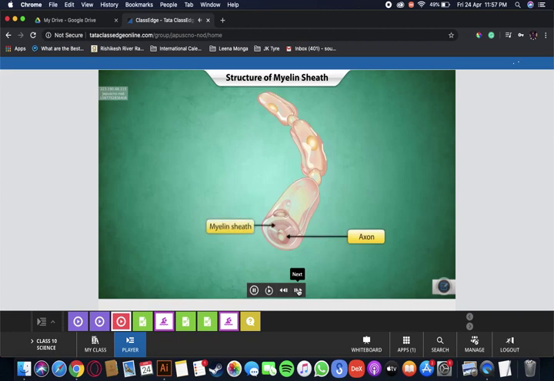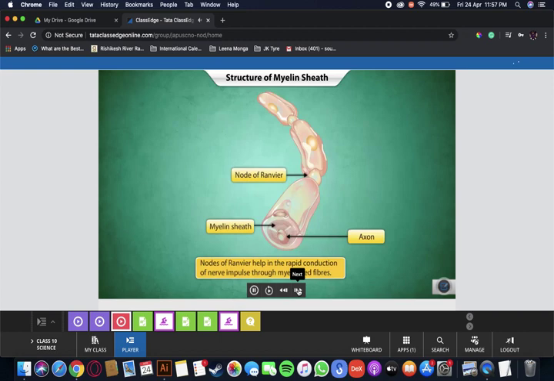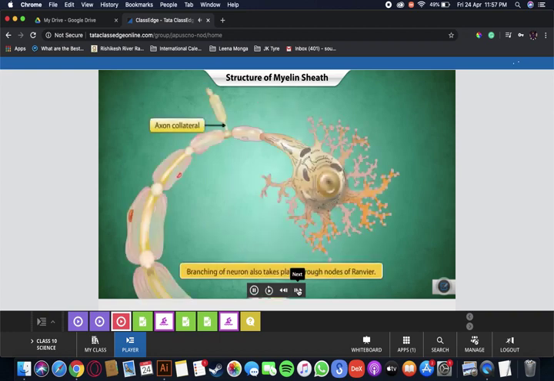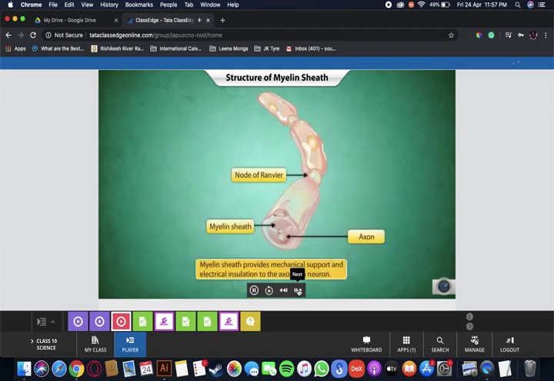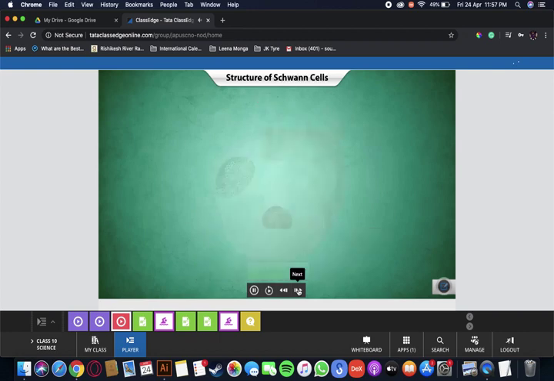The place where myelin sheath is absent looks condensed and is called node of Ranvier. Nodes of Ranvier play an important role in rapid conduction of nerve impulse through myelinated fibers. Also, branching of neuron takes place through nodes of Ranvier. Myelin sheath provides mechanical support and electrical insulation to the axon.